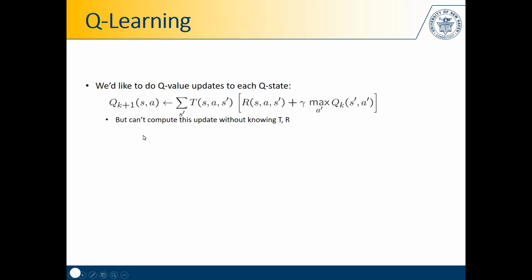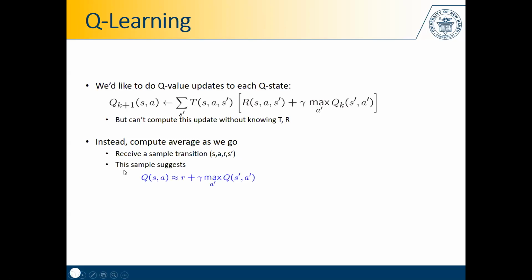And here's a recap of Q learning. We'd like to do Q value updates to each Q state, but we can't compute this update without knowing T and R. Instead, we compute the average as we go. So the agent receives a sample transition, S, A, R, S prime. This sample suggests that Q of S and A is roughly this R, the immediate reward, plus gamma times the maximum of Q of the next state, which is essentially the value of the next state. But we want to average over results from S and A.